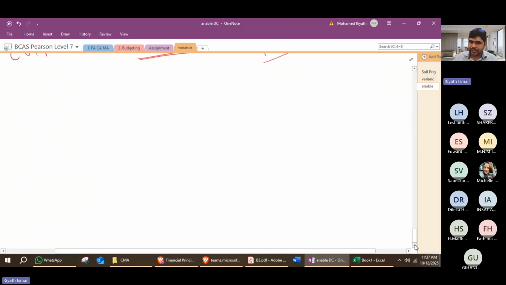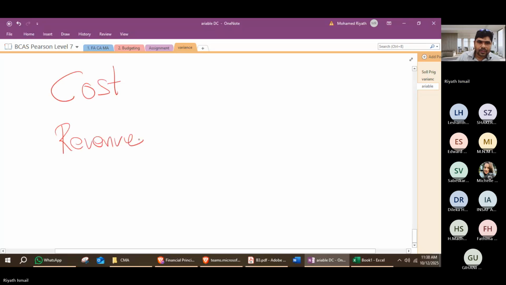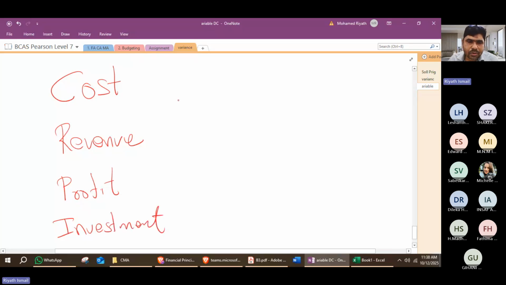There are 4 different centers: cost center, revenue center, profit center, and investment center. Cost center means the place or activity where the cost is incurred.